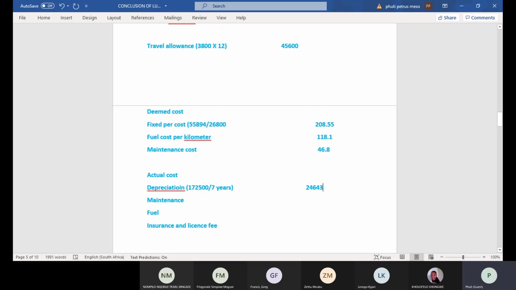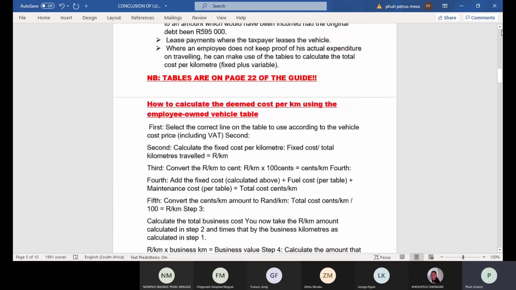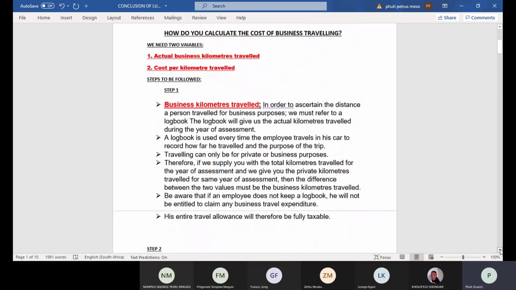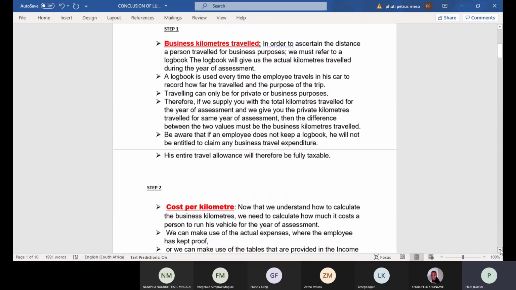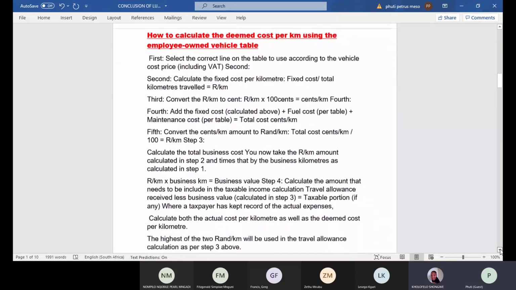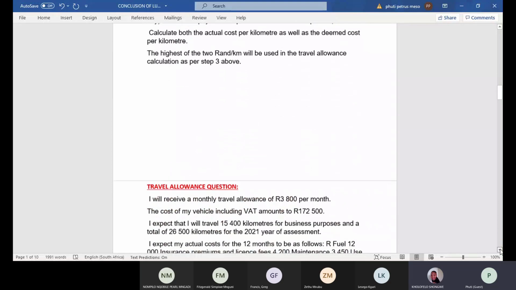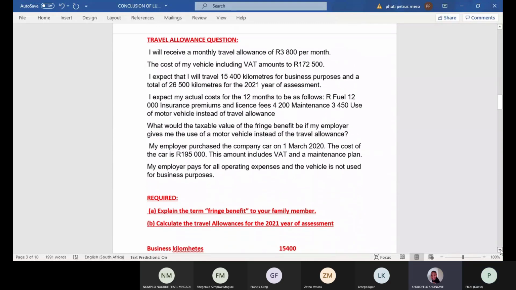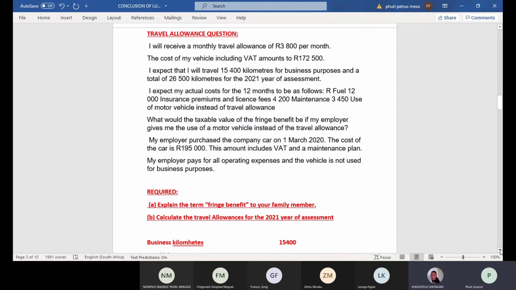Let's see the maintenance part. Your maintenance would be... Are you guys looking at the question? Can I please ask where the question is? Oh, here is the question. It's actually on your screen. Do you see where it says the travel allowance question? Yes, I can see it. That's the question we are dealing with.